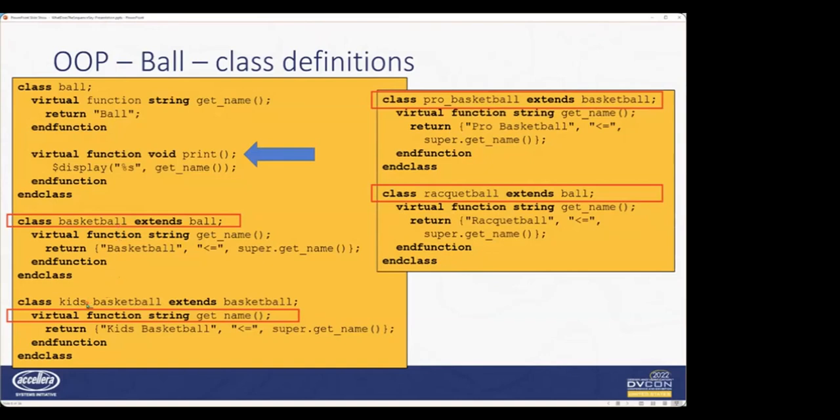And then we have another one, a kids basketball extends basketball. So a kids basketball is a basketball. And of course, it also is a ball. And it needs a new name as well. So here we go, same thing, super.getName. We have a professional basketball, and same thing, getName. A racquetball extends a ball. Same thing, a new getName.